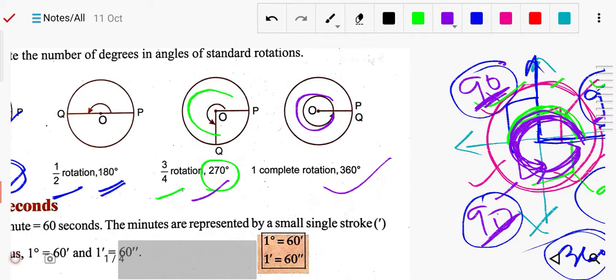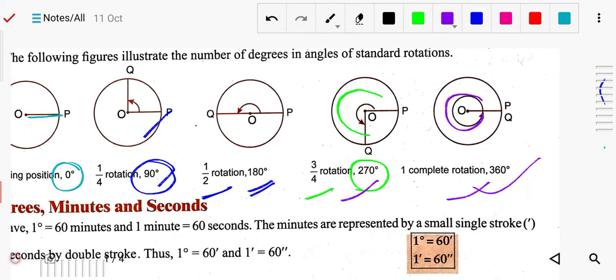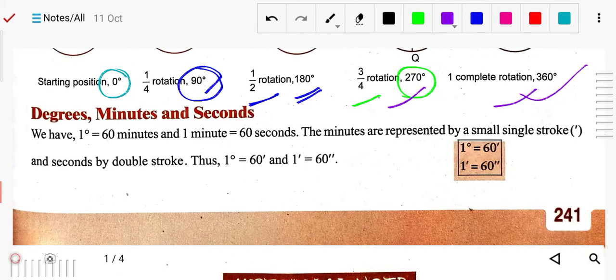Sorry, 360. So this is your complete rotation. Got it? Okay. Now there are some denotations, like you can see, for how to denote degrees, minutes and seconds. So we have 1 degree equals 60 minutes. Same as with an hour: in 1 hour how many minutes? 60 minutes. So here 1 degree equals 60 minutes, and 1 minute equals 60 seconds, as we know.